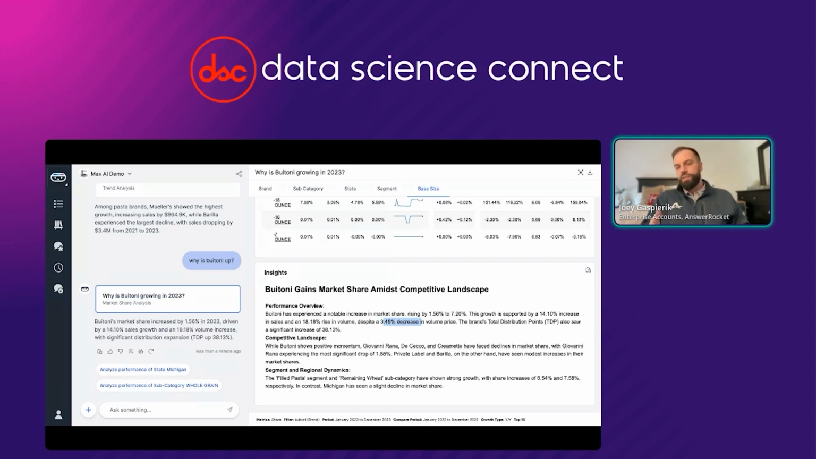So these are the types of insights that a brand manager or a business user at a company that maybe sells Buitoni would go, oh, here's the levers I need to pull to continue to see this rise. Not only that, but I'm getting information on my competitors and what's going on there. And then also segment and regional, right? Where it's telling me that filled pasta and the remaining wheat categories are where we're seeing the strong growth. And it's telling me that Michigan's seen a slight decline as well.